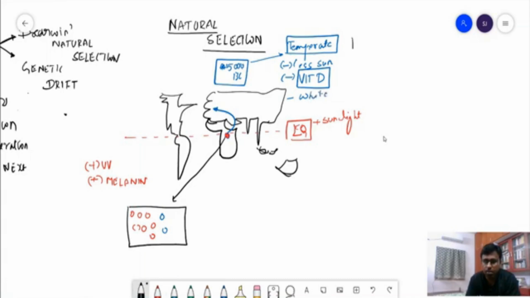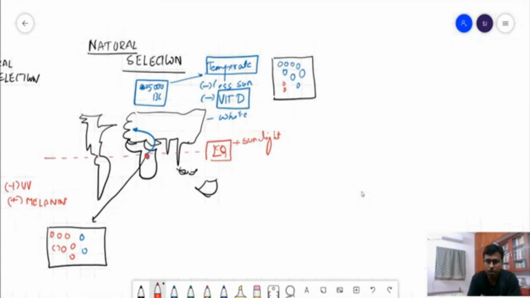So in this population, you will have more genes for white color, and fewer genes for black color. Why? Because in this area nature selects. So this is what is called Darwin's natural selection. Nature selects people with a particular trait, able to survive better in the given conditions.